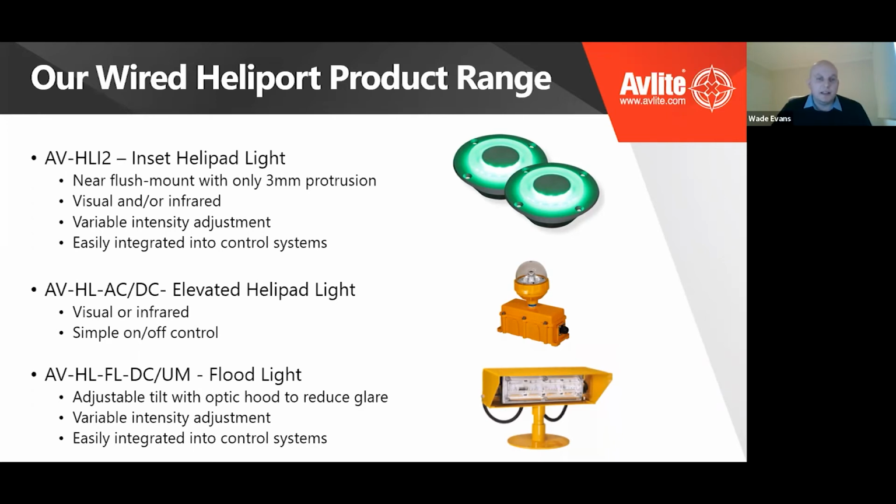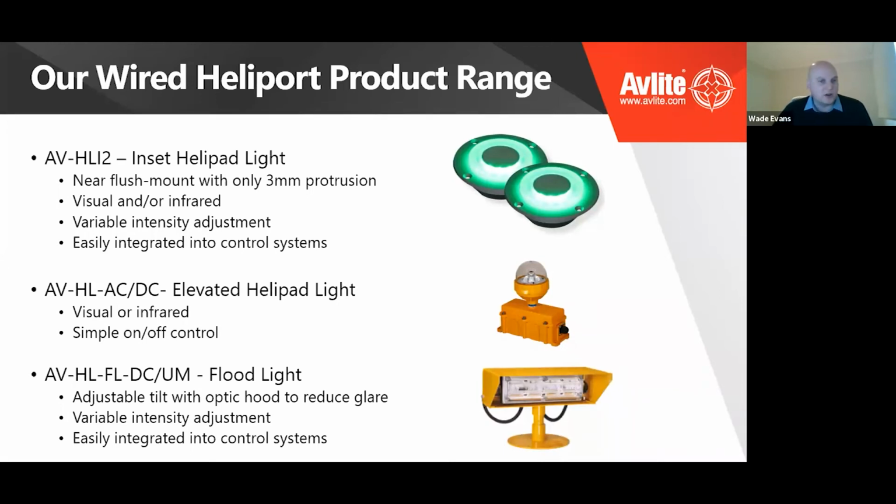That's then complemented for elevated fixture applications, with our HL, AC or DC fixture. It's visual or infrared, not both, and then it's got simple on-off control. So this is really designed around hard-mounted applications where inset fixtures just aren't viable, where the coring, where the actual civil works aren't suitable. Then you can move on to an elevated fixture. Obviously, it doesn't have as many features or functions when it comes to control and monitoring because it's simple on-off control, but it certainly meets that need when you need to bolt the fixture onto a deck in order to meet that elevated requirement without having to do the penetrations into the helipad itself.